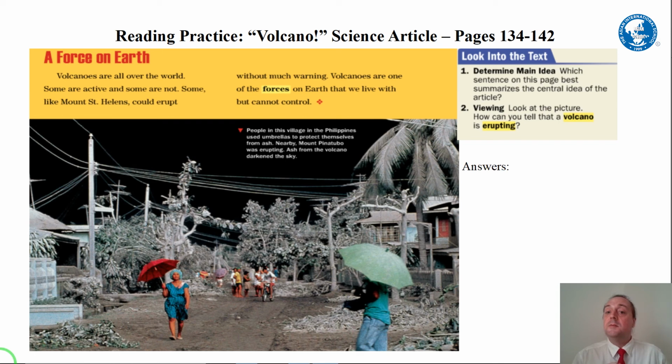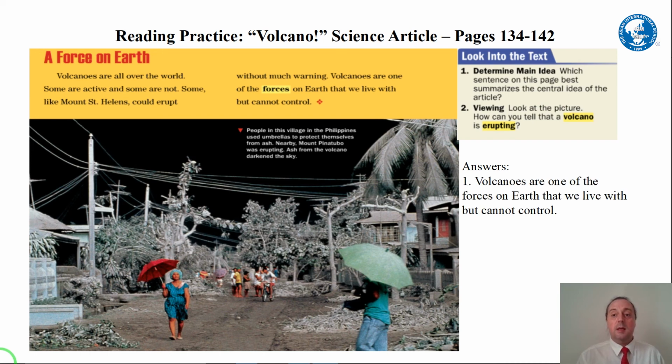Okay, next. So, what is the main idea of this science article, Volcano? Okay, how can we best summarize, put it all together? What is it that they want to say? What is the reason that someone wrote this article? Okay, volcanoes are one of the forces on Earth that we live with, but we cannot control. We see this right here. One of the forces on Earth we can live with but cannot control.